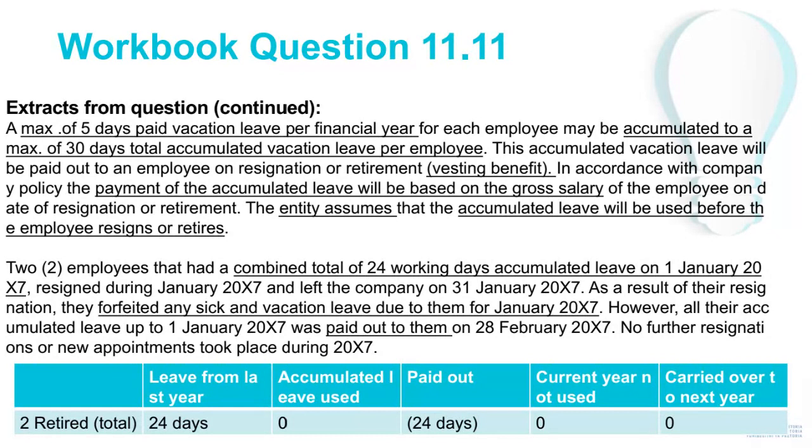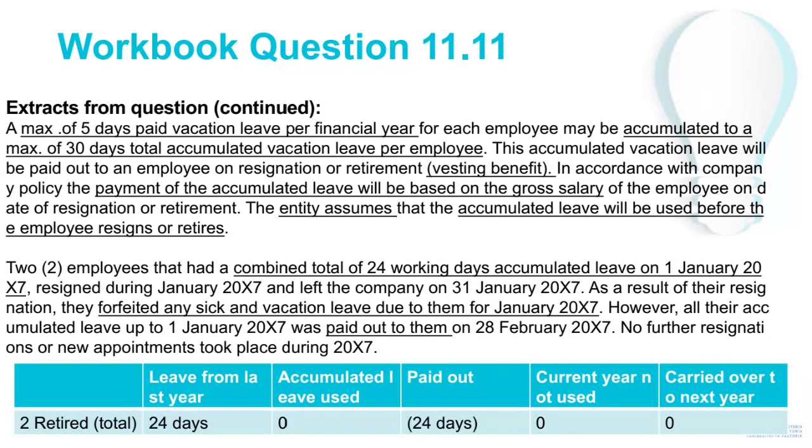Okay. Back to point 5. I'm reading in the center of the second sentence. We explained the first sentence. The second sentence says, this accumulated vacation leave will be paid out to the employee on resignation or retirement. So it is what type of benefit? It is a vesting benefit. So it's going to be paid out. So this is accumulative.